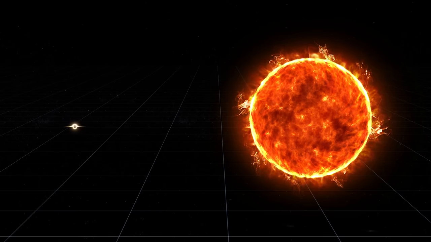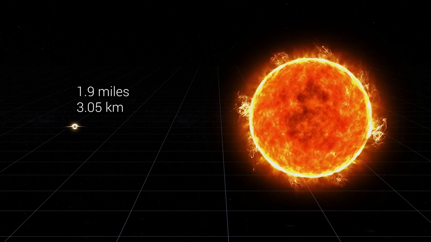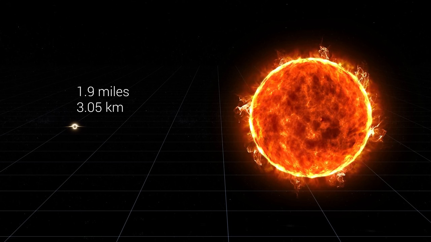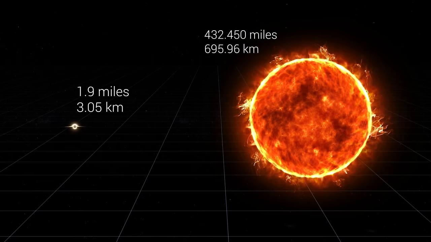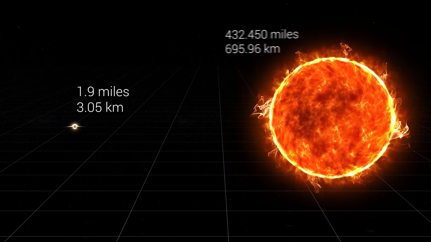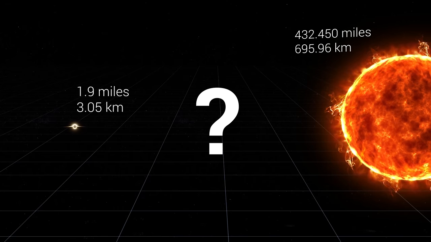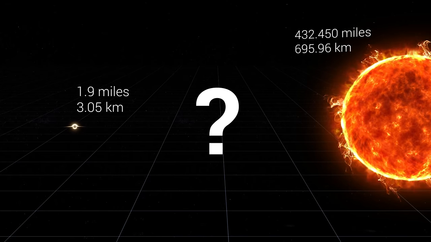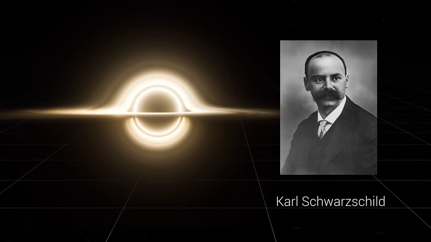Incidentally, if the Sun ever became a black hole, its radius would only be 1.9 miles, whereas the original radius is around 432,450 miles. What is the significance of these numbers? What determines the compression limit at the point a star becomes a black hole? It's called the Schwarzschild radius, named after astronomer Karl Schwarzschild, who was the first one to discover this pattern.